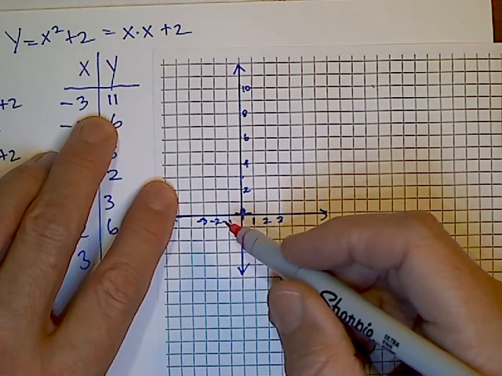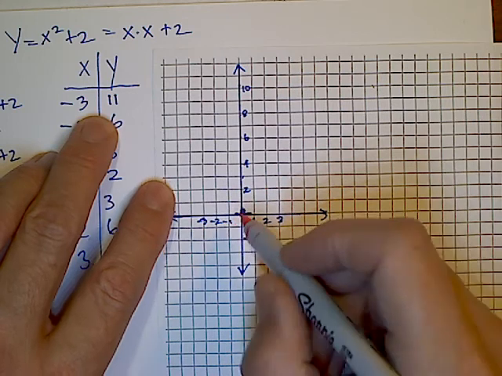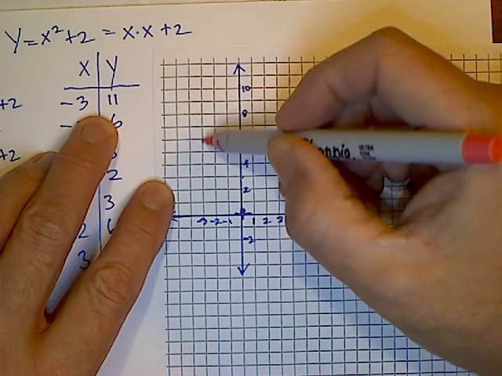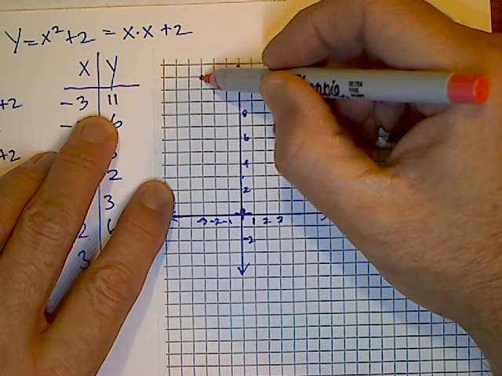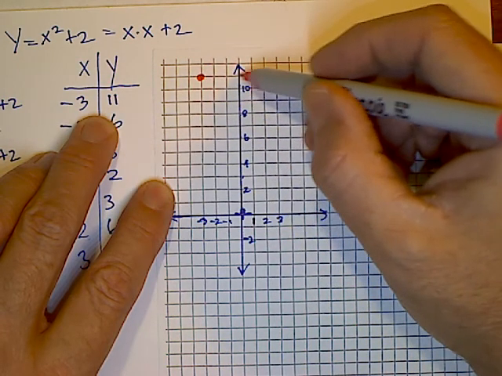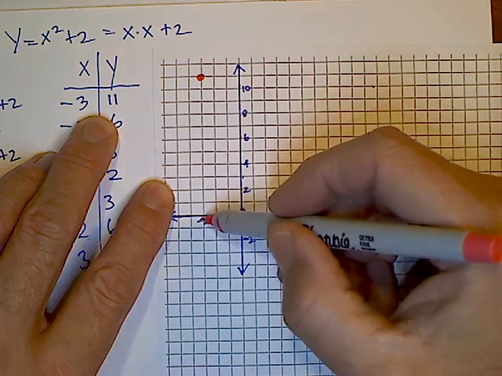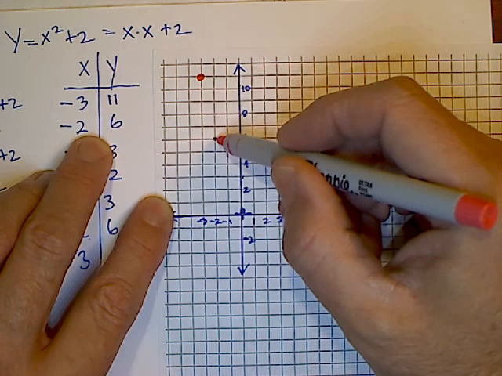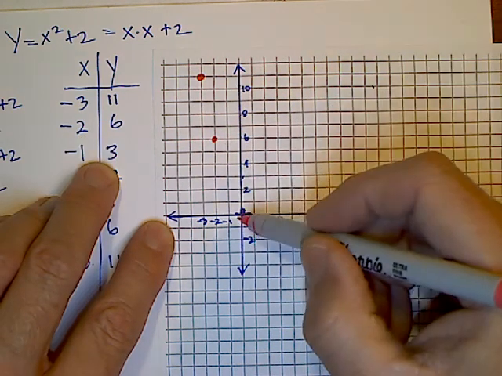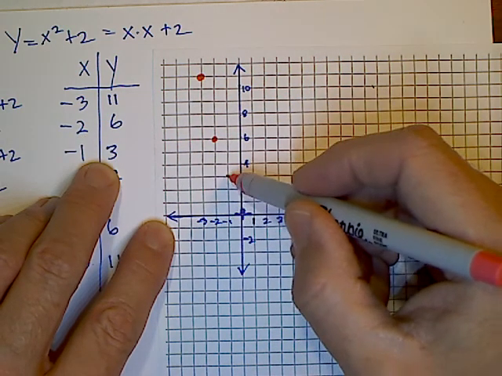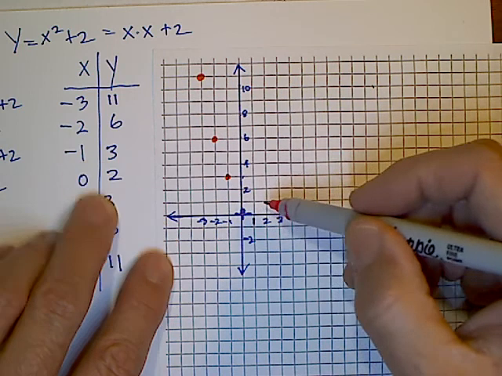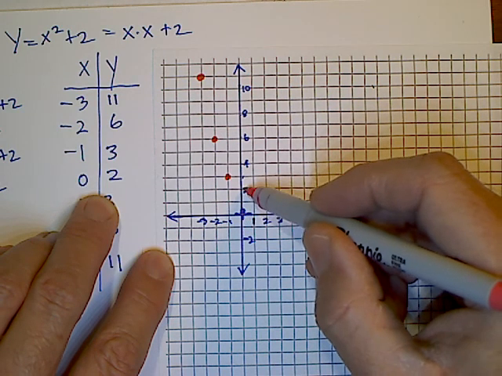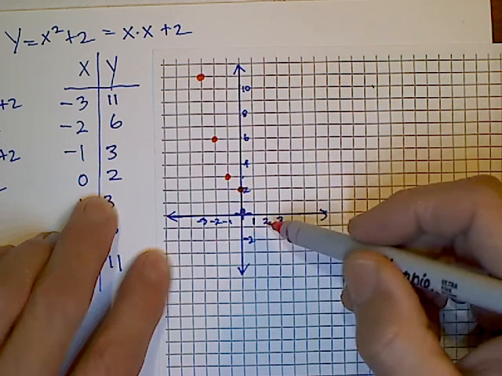We've got negative 3, 11. So x is negative 3, y is positive 11. So I follow my line up to positive 11. So right here was positive 11 for the y, negative 3 for the x. Negative 2 for the x, positive 6 for the y. Negative 1 for the x, positive 3 for the y. 0 for the x, and then 2 for the y, right? So that goes right there.